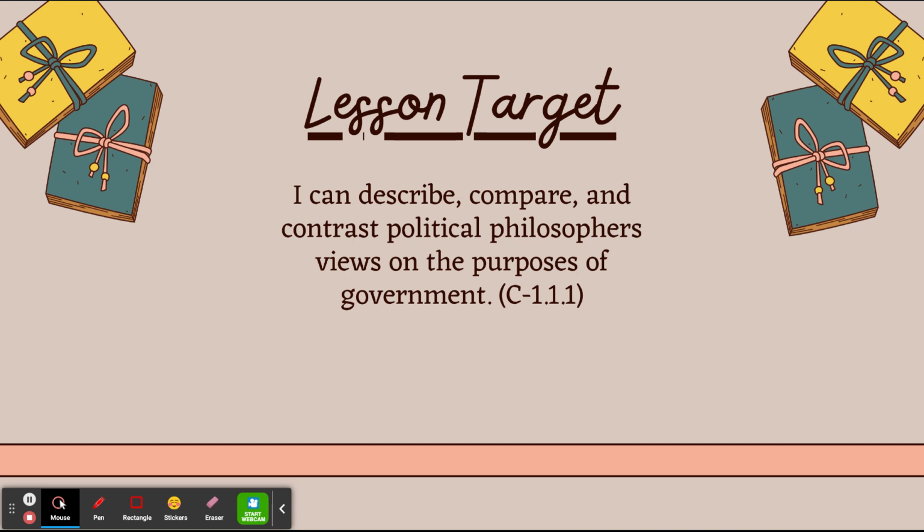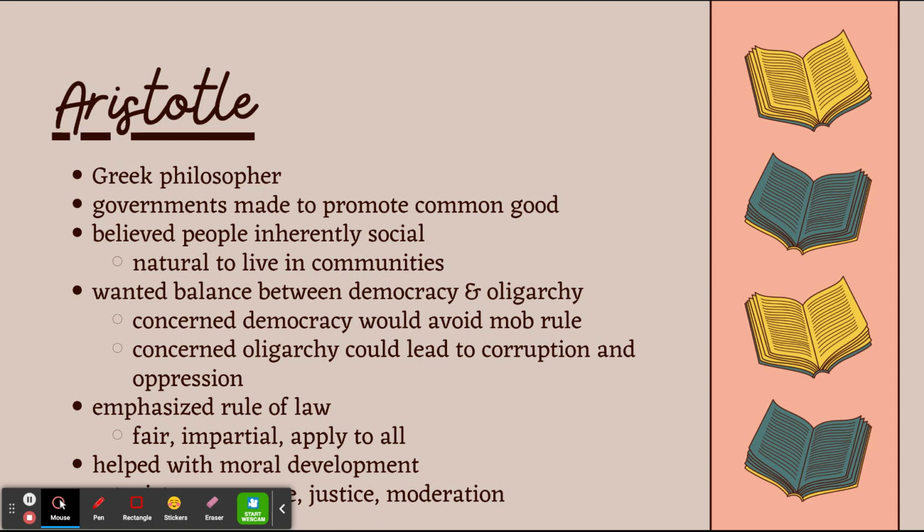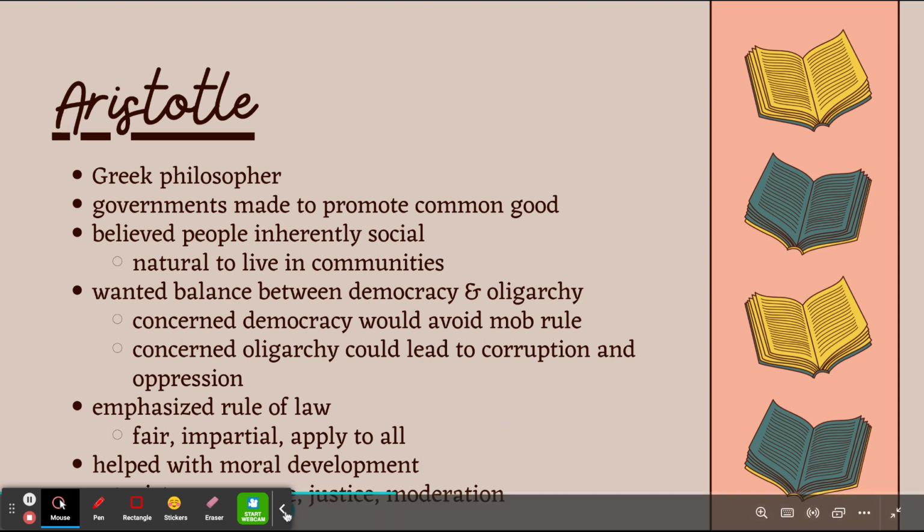In this mini lesson, you are going to see 5 different philosophers' views on government and hopefully be able to draw some conclusions about how these ideas about government connect to the government as we know it in the United States today. The first person that we're going to look at is Aristotle.